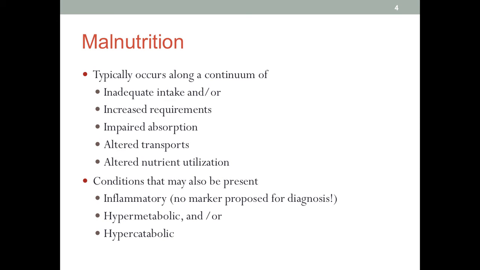Malnutrition typically occurs along a continuum of various factors. Intake level is one of the first things to check for any patient because energy and nutrients come from that food intake. If someone's food intake is inadequate, eventually we will see the negative impacts on their health. Inadequate intake can be combined with increased requirements at times, and when this happens, it increases the gap between nutrient needs and the amount supplied.